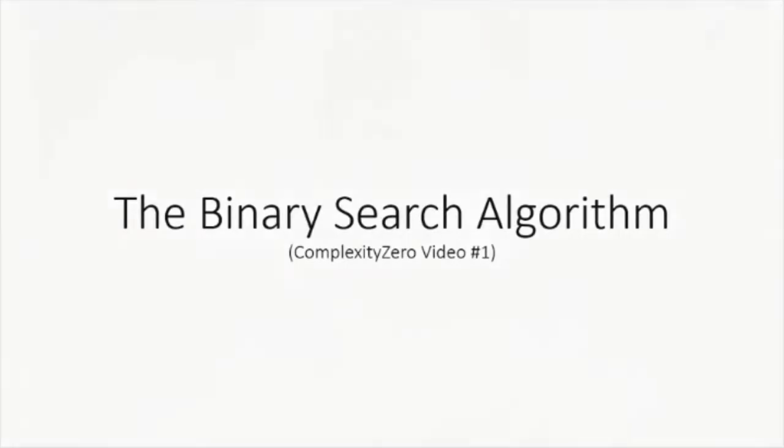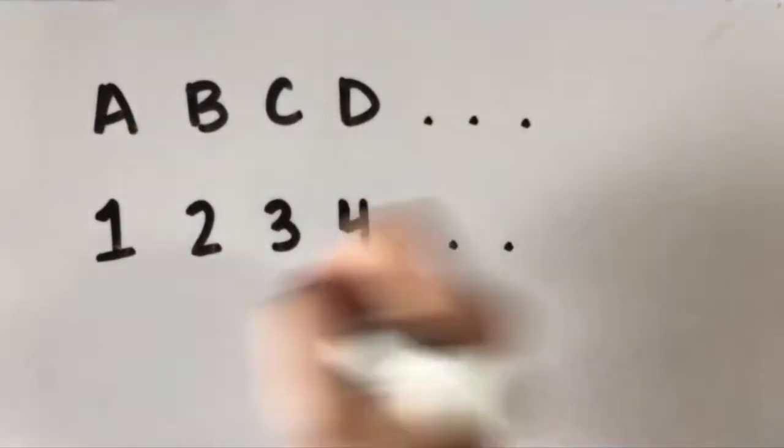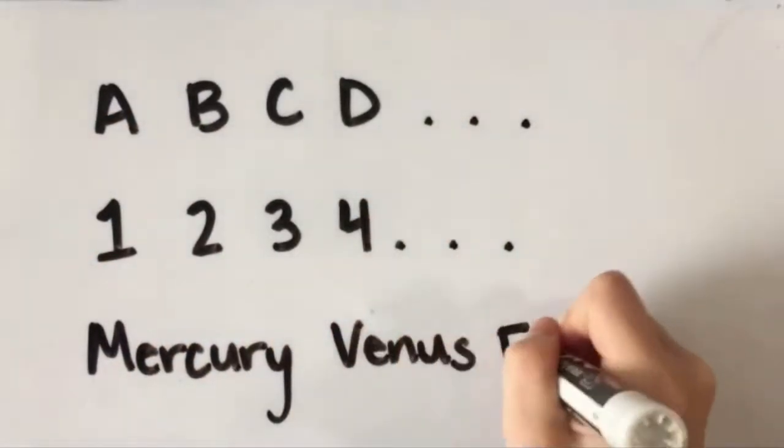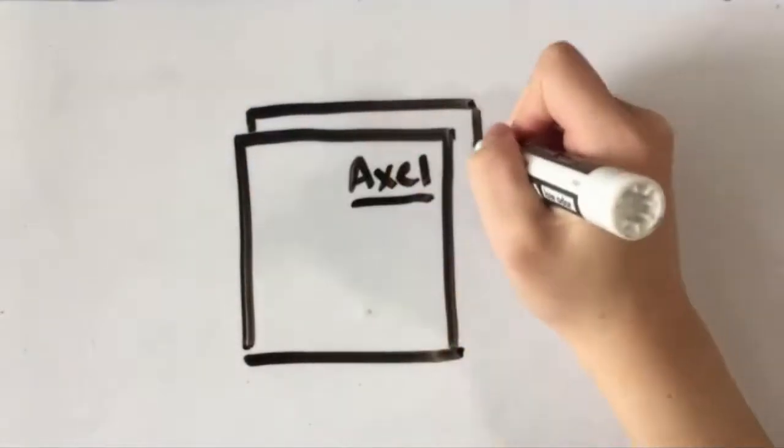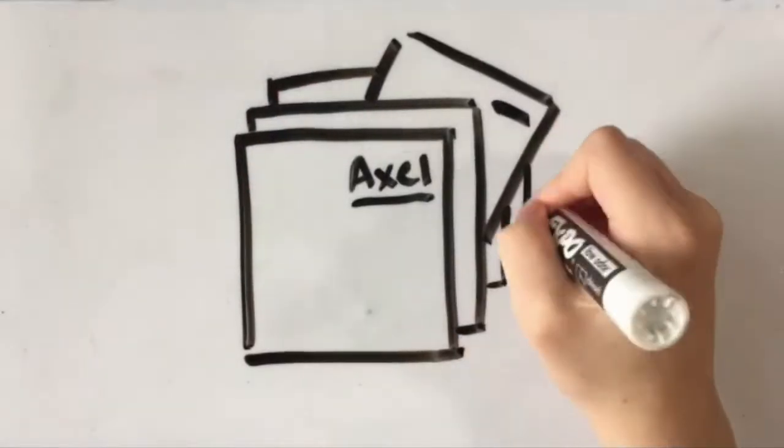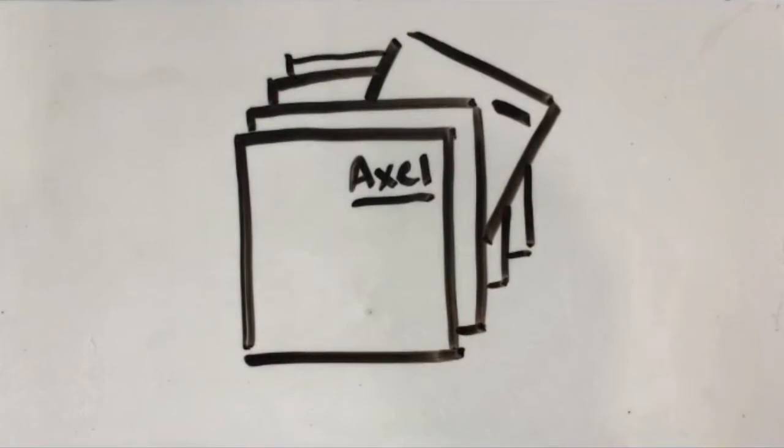Say that we're trying to look through some ordered list of objects. This could be alphabetical, numerical, or even some custom method of ordering that you made up. For our example, imagine that we have a pile of papers with names on them that are in alphabetical order, and we're trying to find the paper with the specific name that we want. How would we do this?